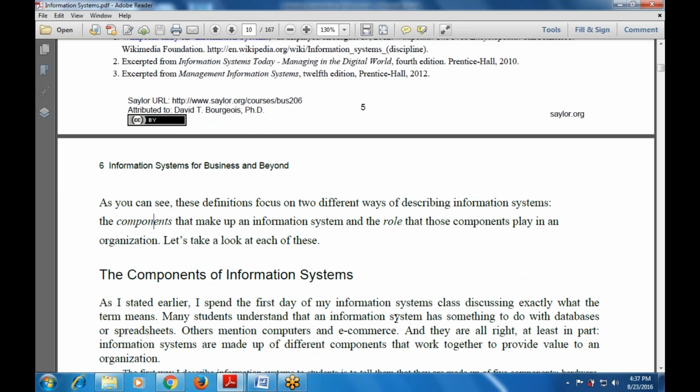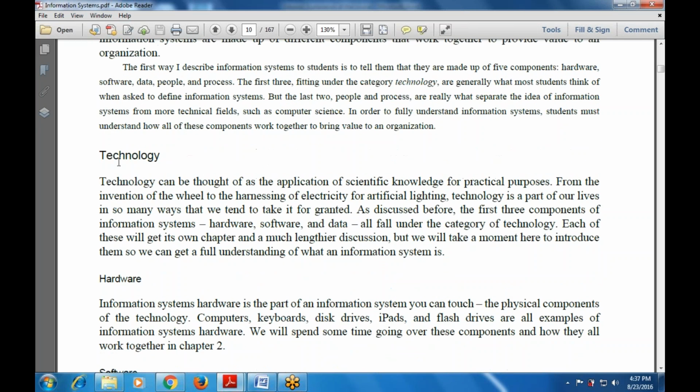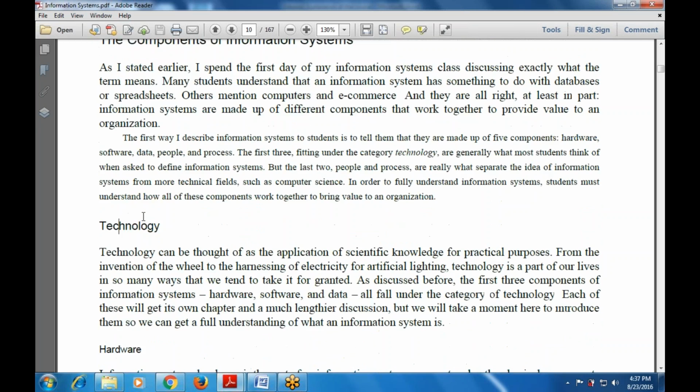Now let's talk about the components of information system. What are the various components of information system? The first one is technology. That is one component of information system. When you talk about technology, everything prior to technology was done manually. Everything is online. That is the technology advantage.